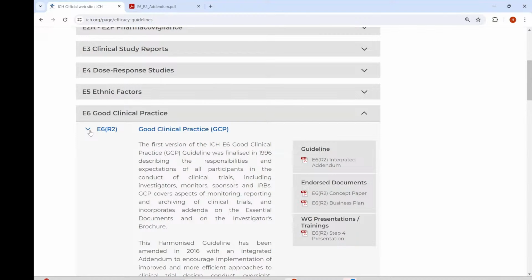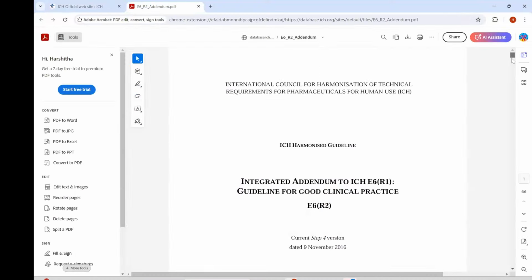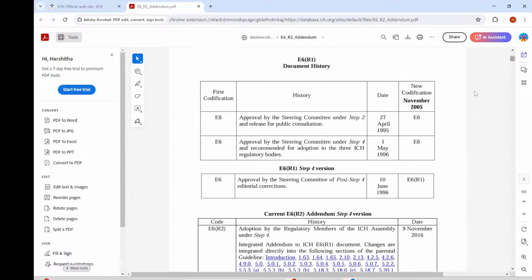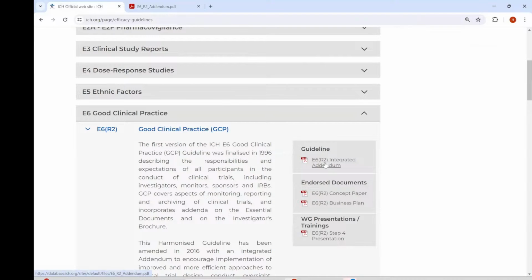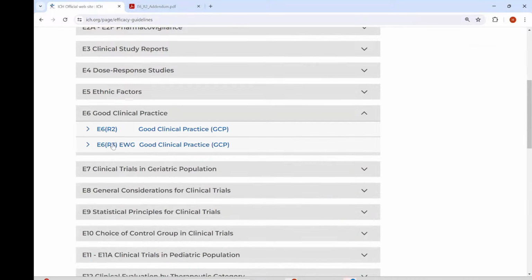As of now, because the first revision was established in 1996, we call it R1. E6 stands for the 6th guideline in the efficacy guidelines, and R1 is revision 1. This R1 was revised in 2016 to R2. The currently used guidelines are the ICH GCP E6 R2 guidelines. So International Council for Harmonization, Good Clinical Practice, E6, Revision 2 guidelines are the current good clinical practice guidelines that we are using. And E6 R3 is under revision.